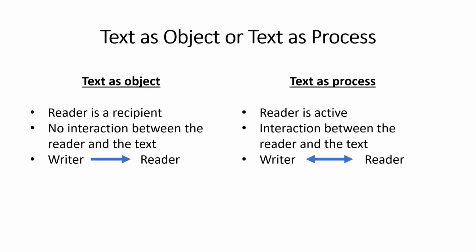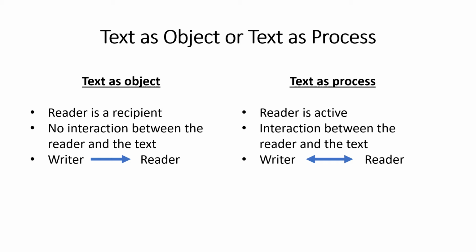Another important distinction we as teachers need to make is whether we see text as an object or text as a process. There's a difference between the two. When we treat text as an object, the reader is just a recipient receiving information from the writer. There is no interaction between the reader and the text. The writer is sort of transmitting information to the reader, and the reader is just a recipient.